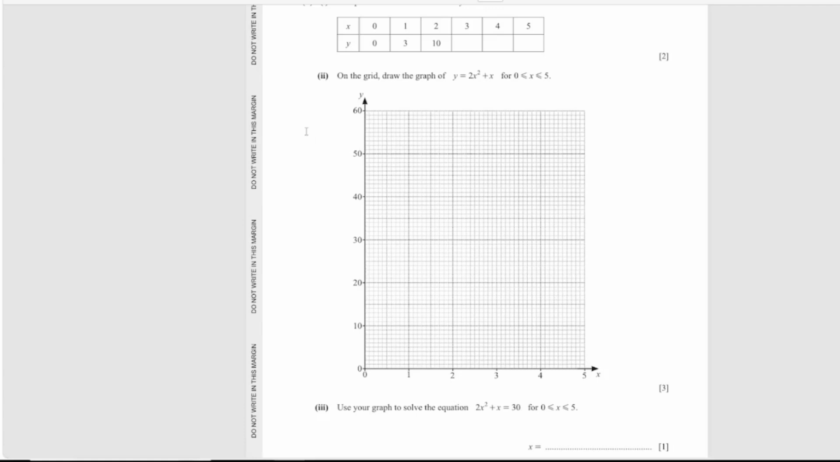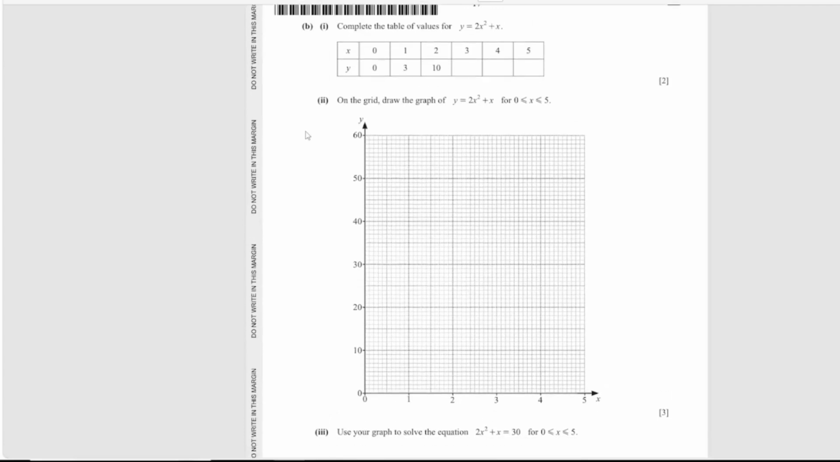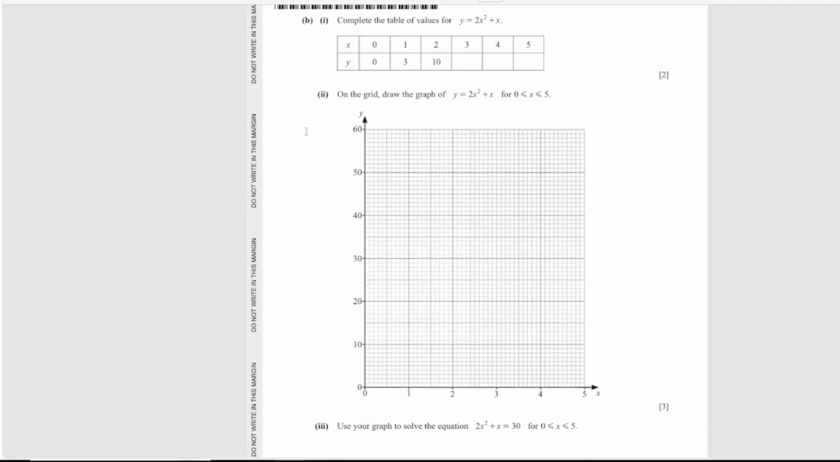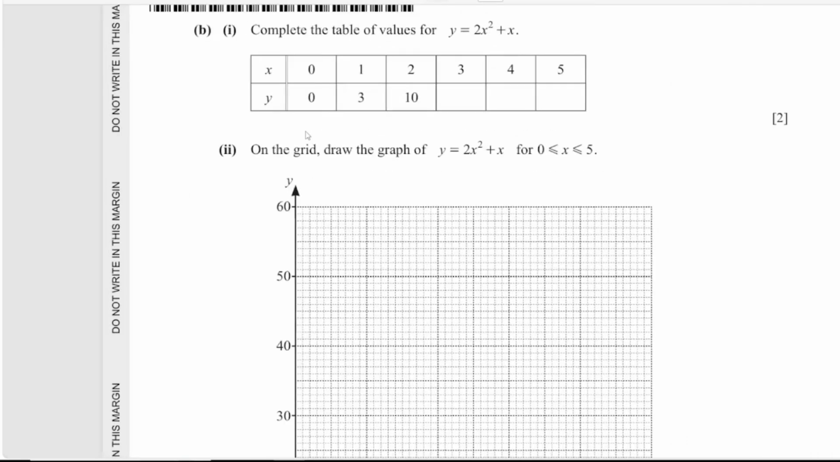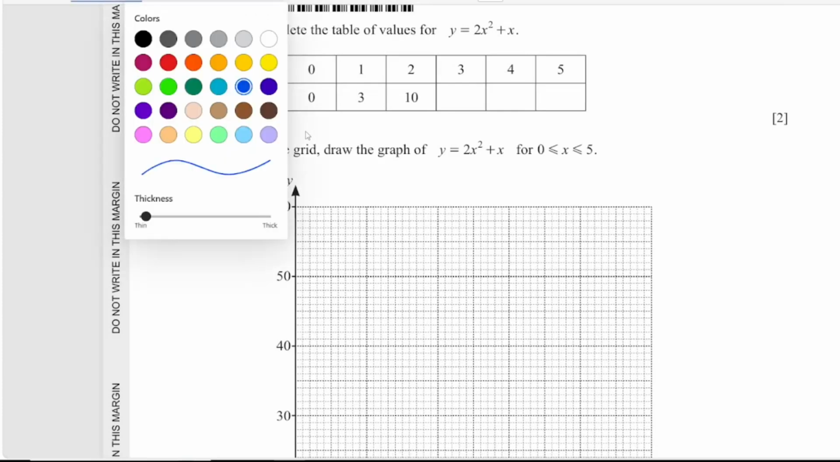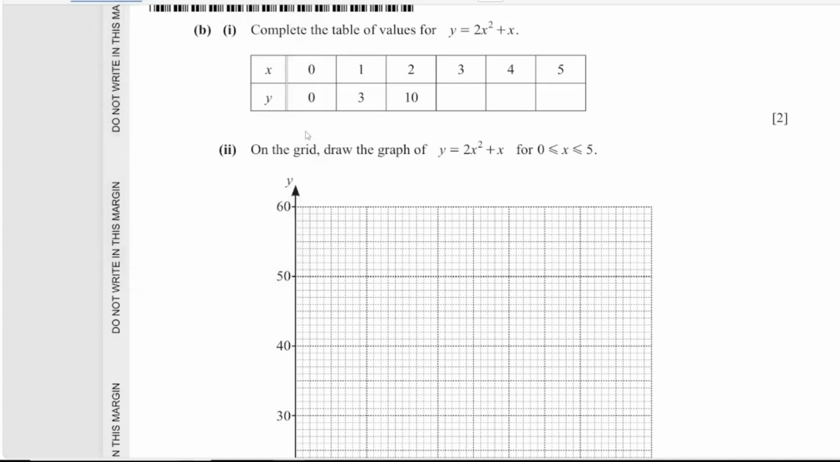Now the next question: complete the table of values for y equals 2x² plus x. So same thing, fill in your values, and I'm going to write down the final values here, hoping that you take your time and get it right. We have for 3 we have 21, for 4 we have 36, and then for 5 we have 55.